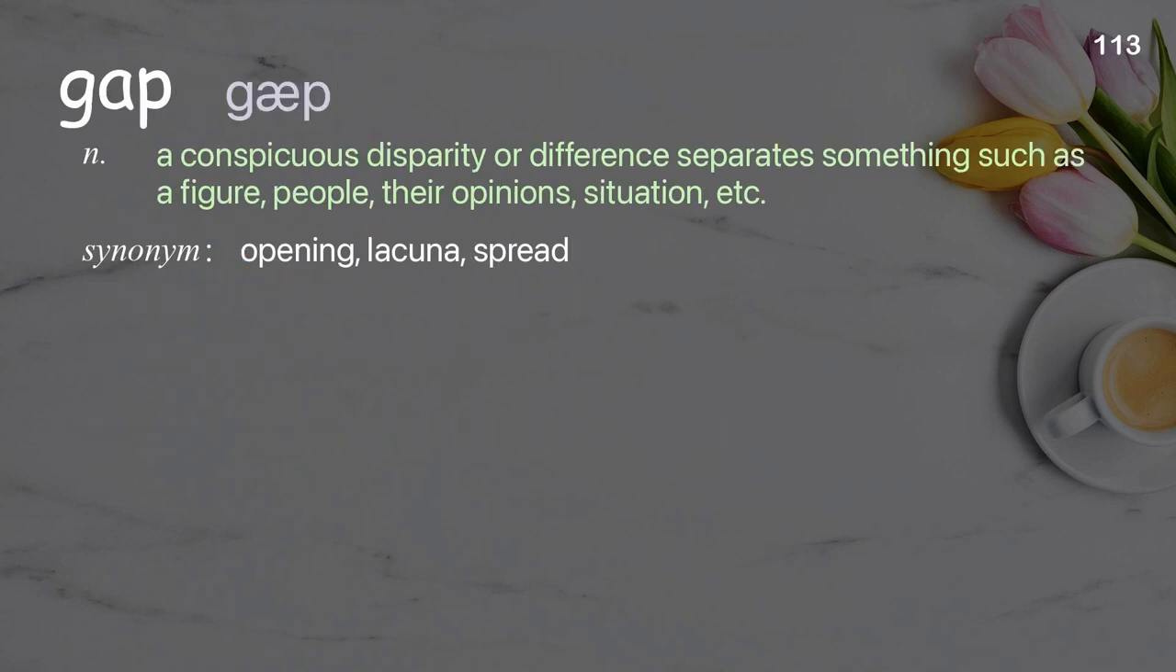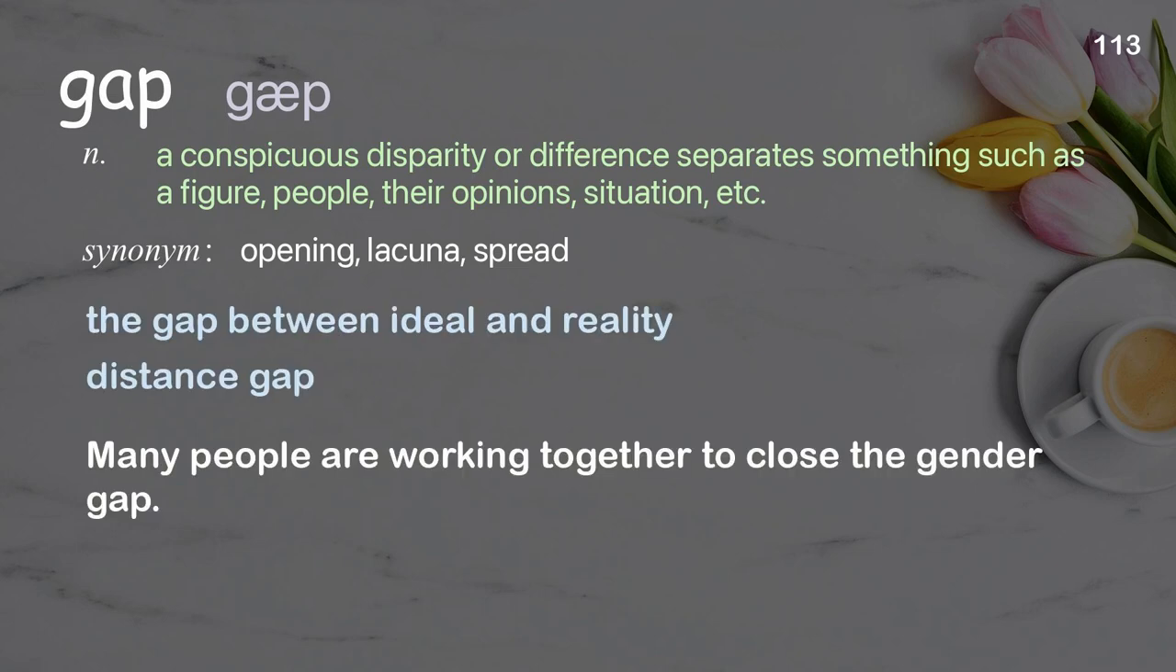Gap: a conspicuous disparity or difference that separates something such as a figure, people, their opinions, situation, etc. Examples: the gap between ideal and reality, distance gap. Many people are working together to close the gender gap.